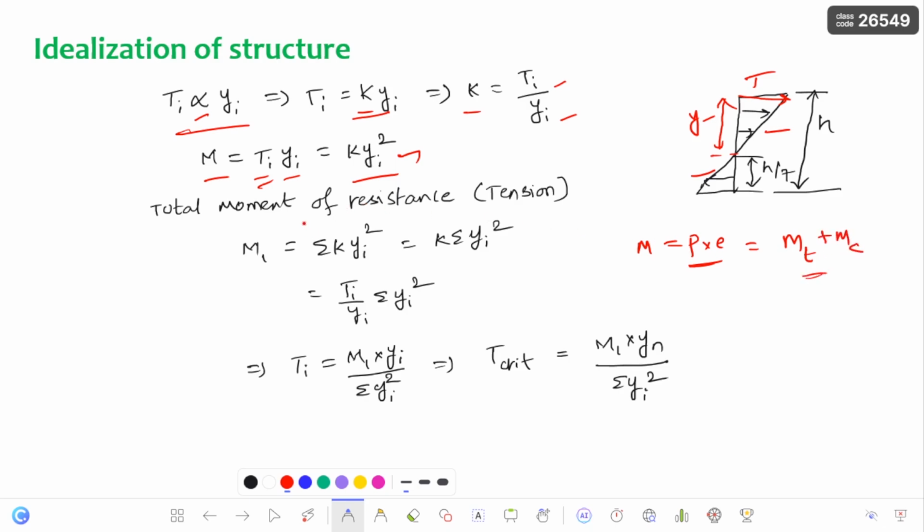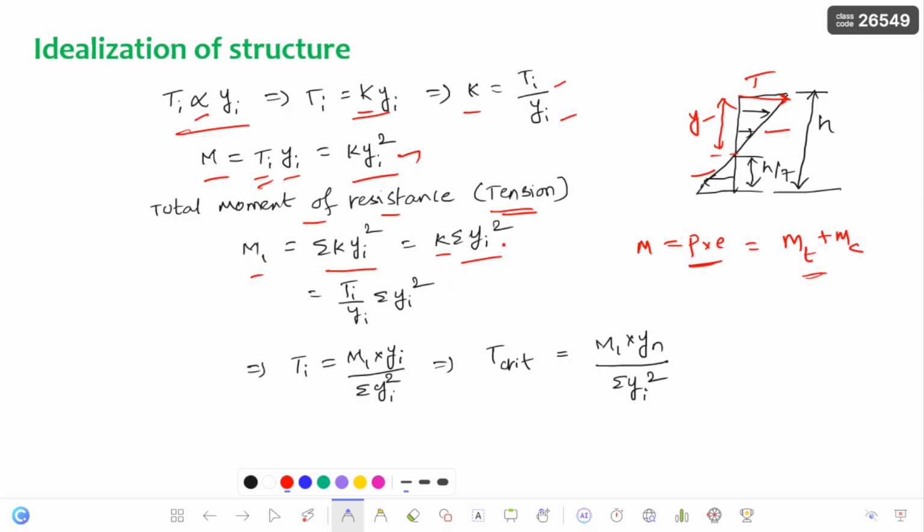Here I am writing the total moment of resistance due to tension. The total moment of resistance due to tension is nothing but summation of K into Yi square. That means the bolts which are above the neutral axis are going to resist the tension force, and each and every bolt has a certain tension resistance. If you add all those tension resistances, it is going to give the total moment of resistance due to tension. So I am keeping the constant outside and the summation of Yi square.